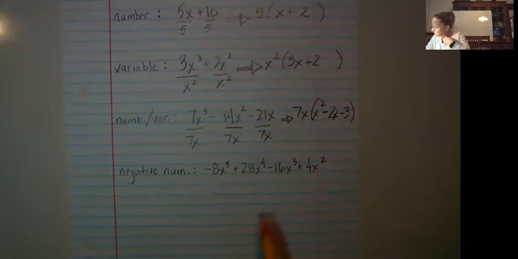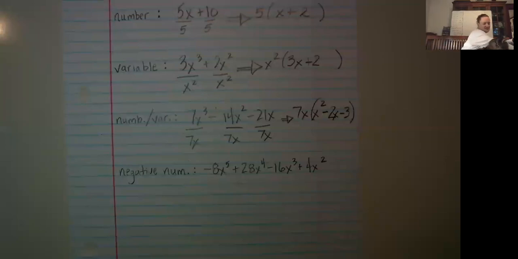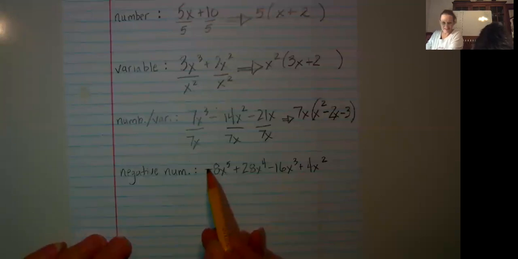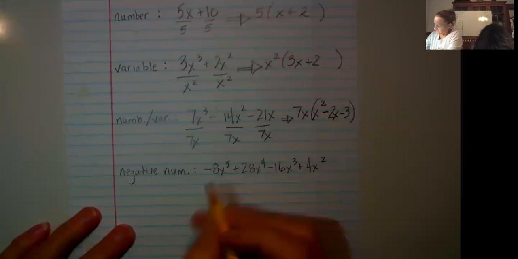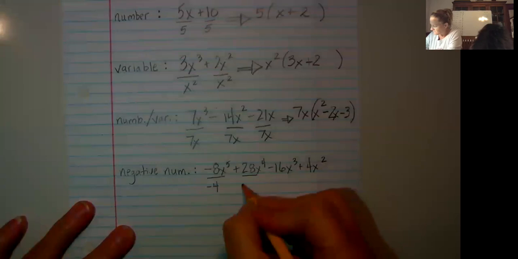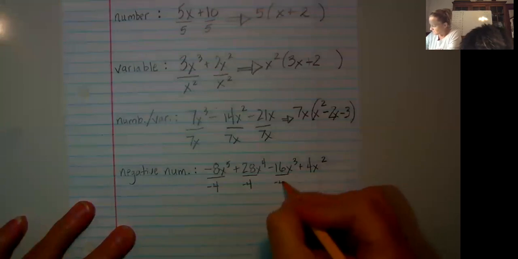In this particular one, again, I would look at the numbers first and see if they have anything in common. I see an 8, I see a 24, I see a 16, and I see a 4. So as far as a greatest common factor, I do believe all of these can be divided by 4. And again, since there's that negative leading out in the front there, I'm going to use a negative 4 as part of my GCF. So I'm just going to go ahead and put my negative 4 for all of these.